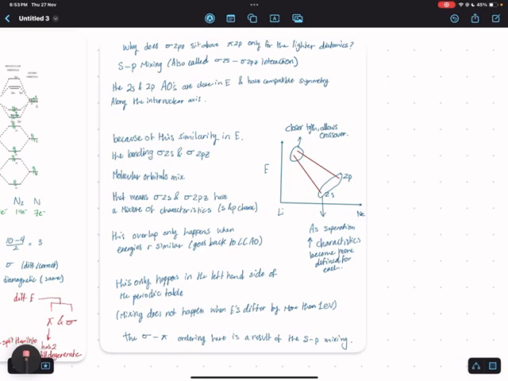So why does sigma 2pz sit above pi 2p only in lighter diatomics? This behavior happens only in lighter diatomic molecules because of SP mixing, which is also known as sigma 2s sigma 2pz interaction. And here is why. So in lighter diatomics, the 2s and 2p atomic orbitals are closer in energy and have compatible symmetry along the internuclear axis. Because their energies are similar, the bonding sigma 2s and sigma 2pz molecular orbitals can mix. This mixing gives both orbitals a combination of s and p character.